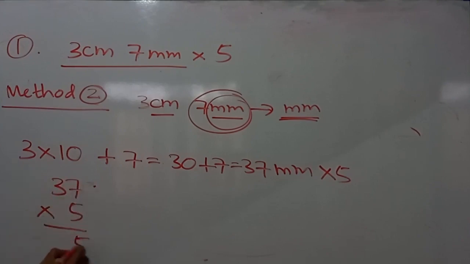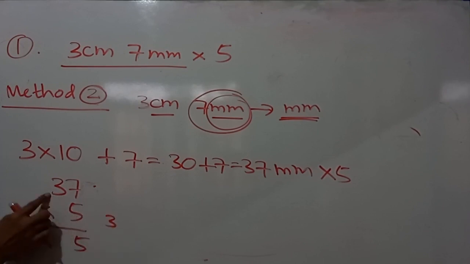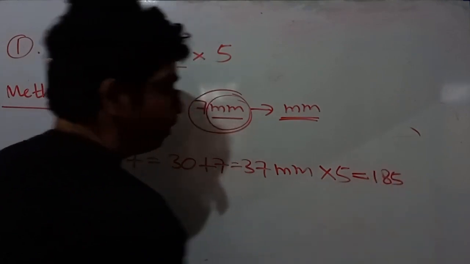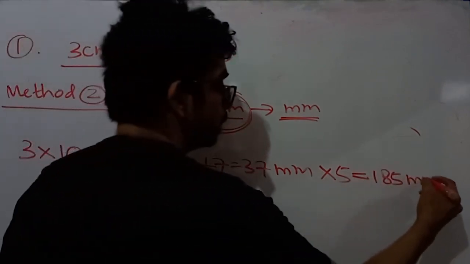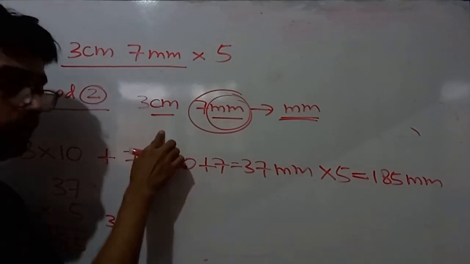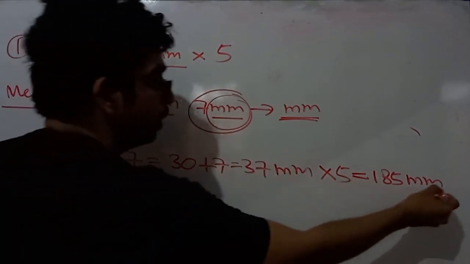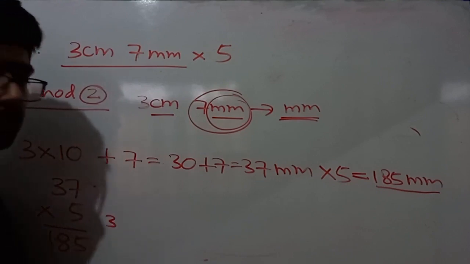5 times 7 is 35. So there's a 3. 5 times 3 is 15. Add the 3, it becomes 18. Now the answer here is 185. But this is in millimeters. But the length has been given to us in centimeters and millimeters. So we can convert this into centimeters and millimeters also.